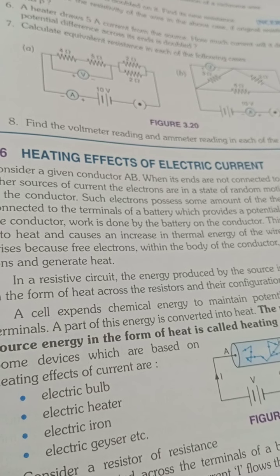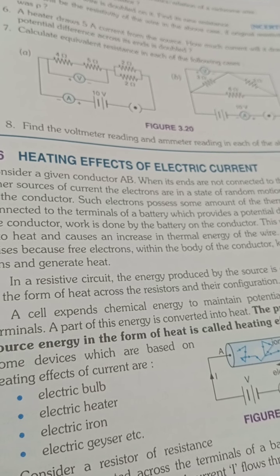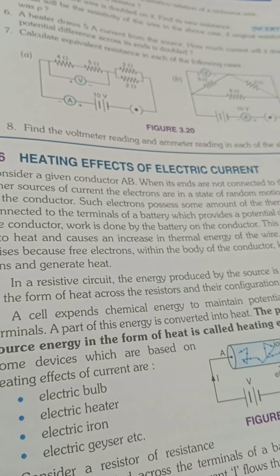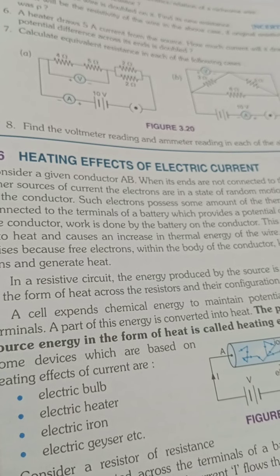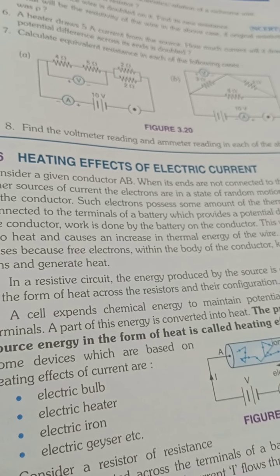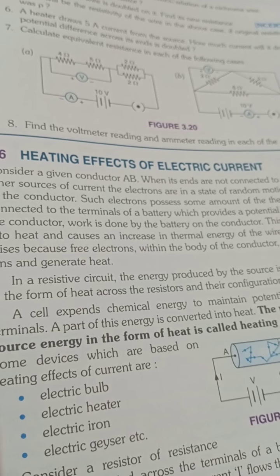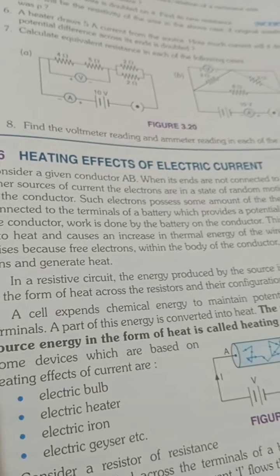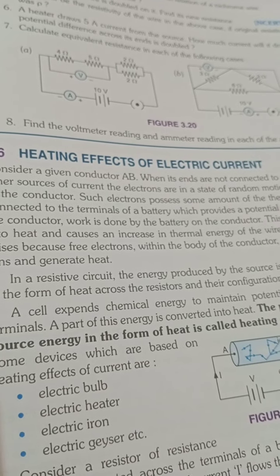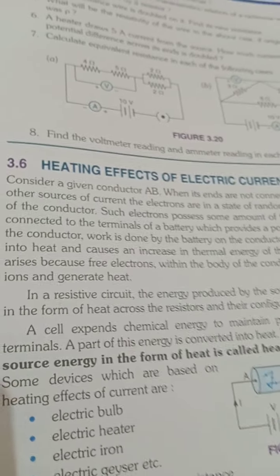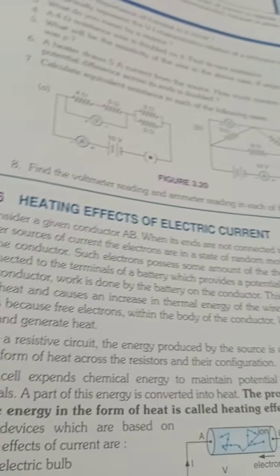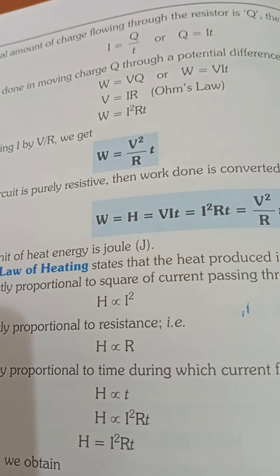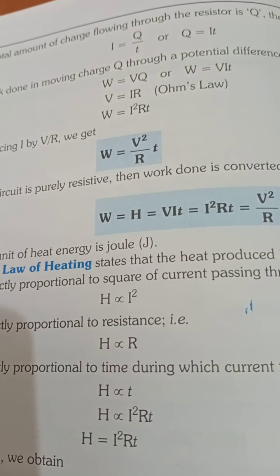When we supply electricity through the conductor, then we know that a flow of electrons is current, and when current is flowing through a conductor, electrons move. So due to the collision of electrons, the conductor becomes heated. Due to this property, the electric bulb, electric heater, electric iron, and electric geyser are produced.